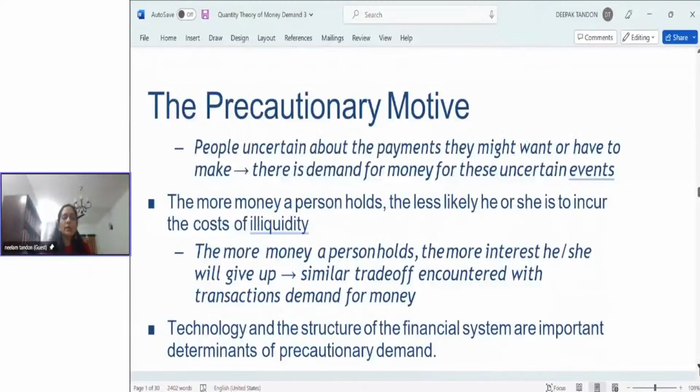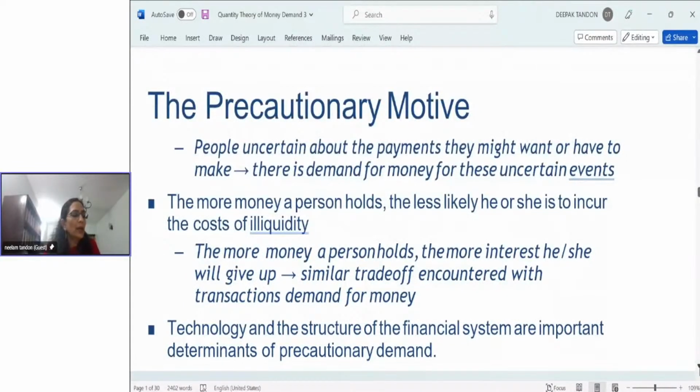And even precautionary demand also depends on how your financial system is. So today, you can open your account on your mobile, isn't it? Because of the technology, because of the advancement in the financial system, the precautionary demand may increase. People may be more inclined towards saving, isn't it? So people get more inclined.